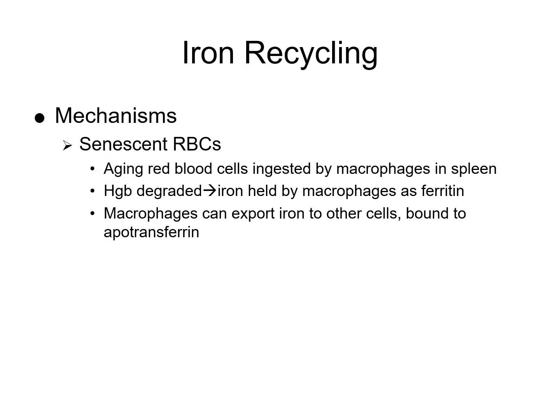Iron recycling. So the body can efficiently recycle iron to maintain iron homeostasis and minimize iron loss. The majority of iron is recycled from senescent or aging red blood cells. Senescent red blood cells generally have a lifespan of about 120 days. As they age, red blood cells lose function and are targeted for removal from circulation.